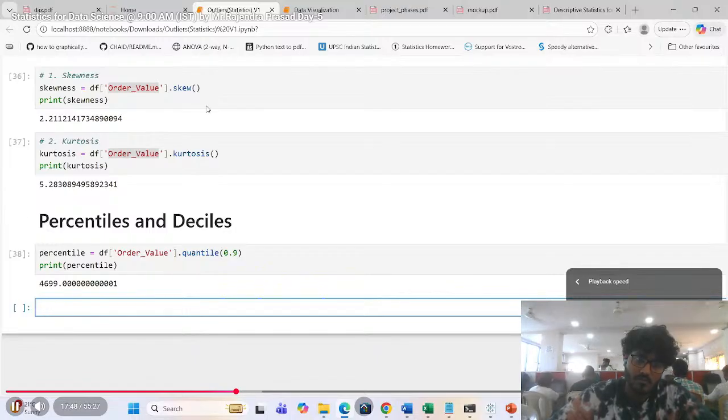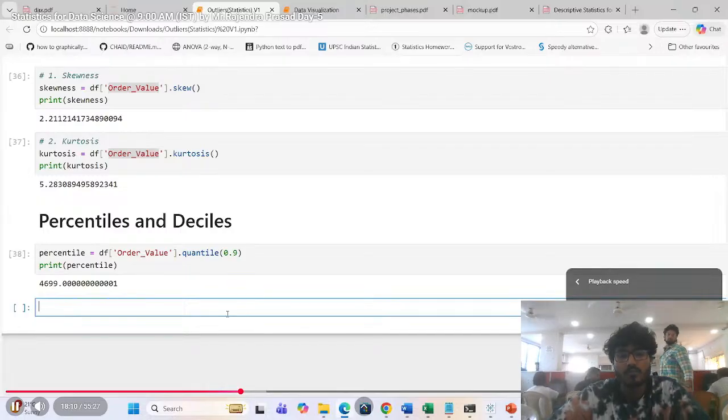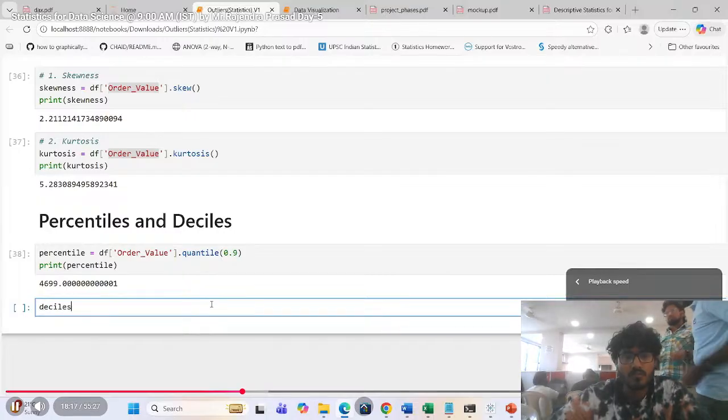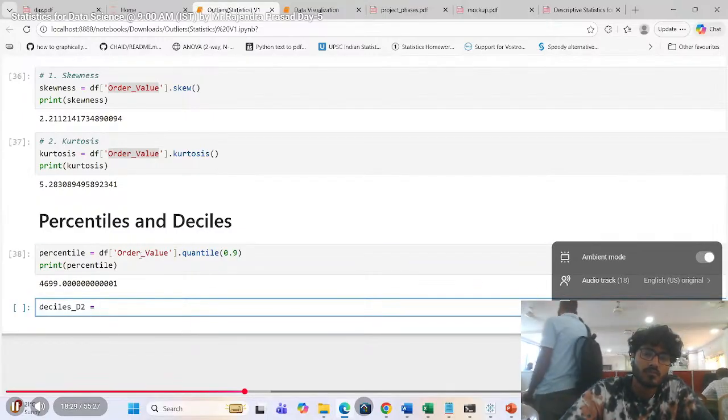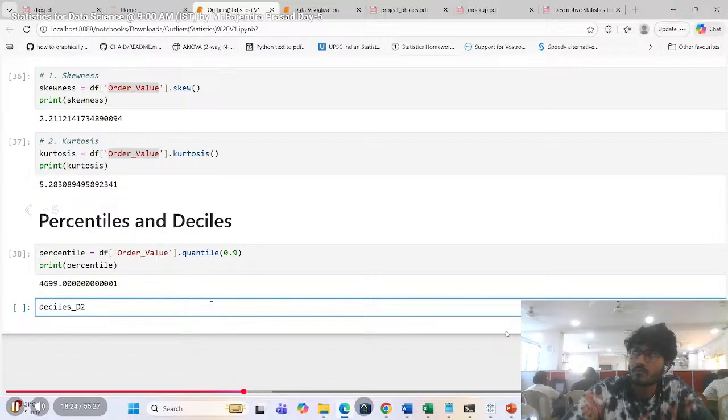People online, is this clear about the percentiles? Yes. In the same way, deciles. Decile is a value which is used to divide the data into 10 equal parts, like 10, 20, 30, 40, 50, 60, 70, 80, 90. How can I find the decile? For example, I wanted to find the decile D2. D2 means 20 percentage. So I need to go by finding this particular value.